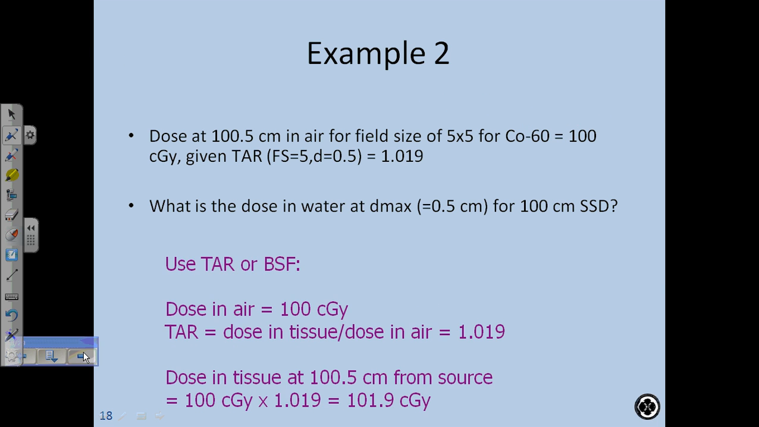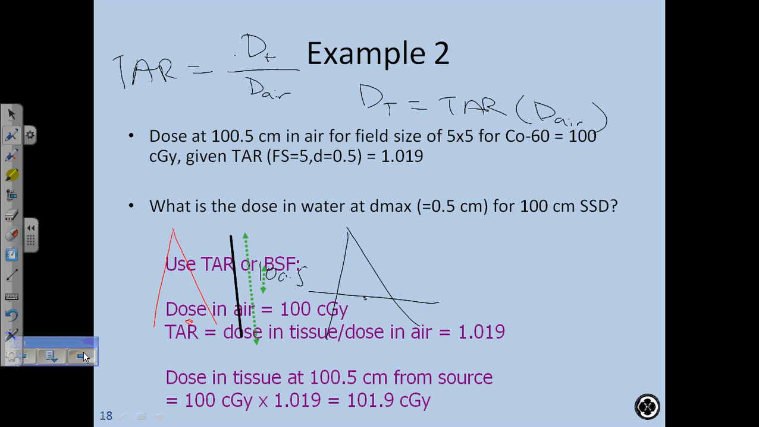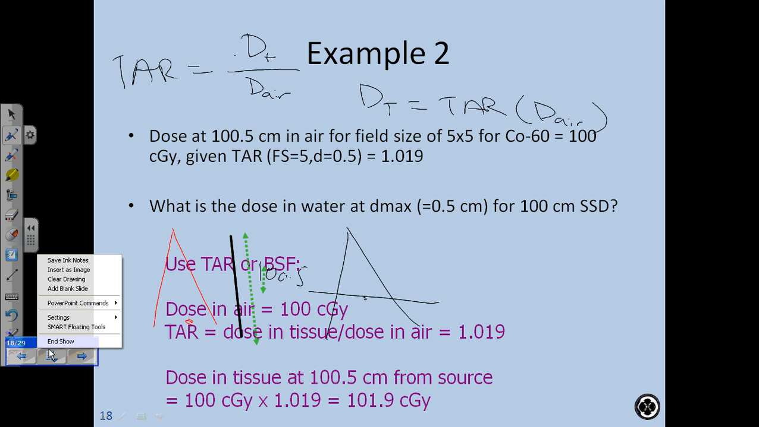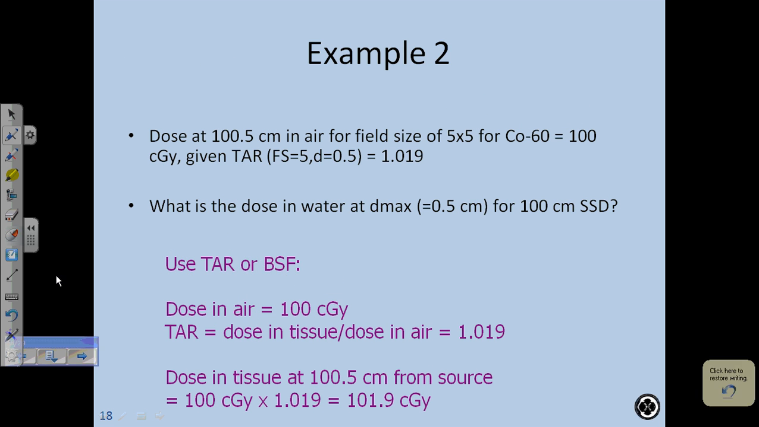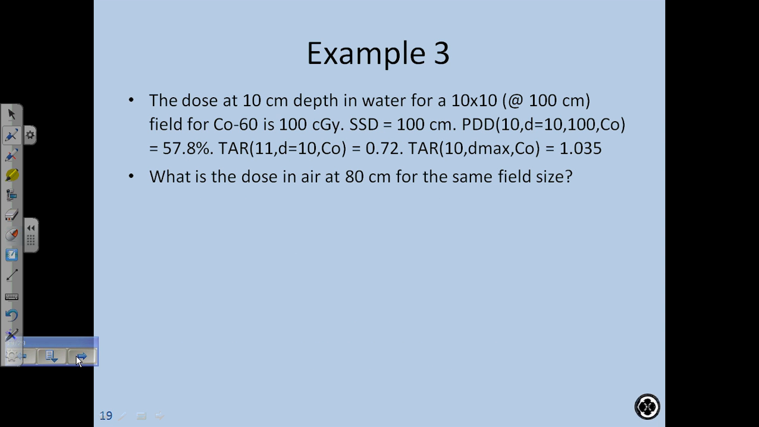Let's do another example. So use TAR or backscatter factor. We could use backscatter factor, right? Because backscatter factor is defined at Dmax. So TAR is dose in tissue over dose in air. That's exactly what we did. Okay, fine. Example 3: the dose at 10 cm depth in water for a 10 by 10 field for cobalt 60 is 100.